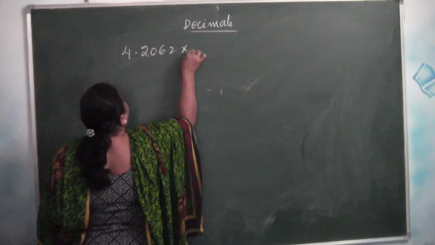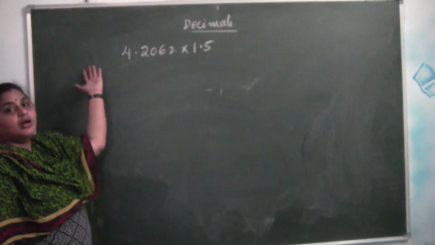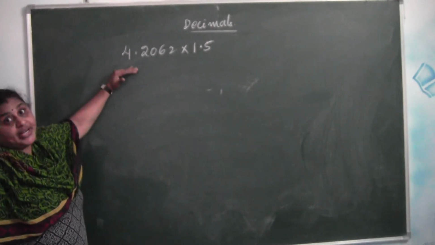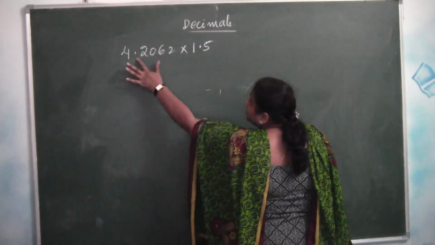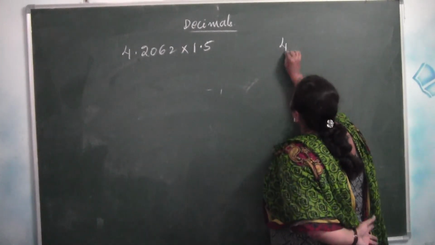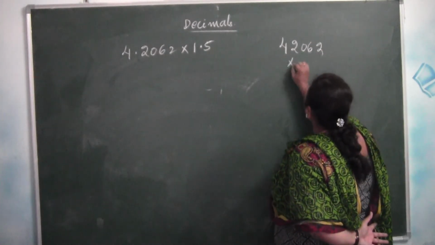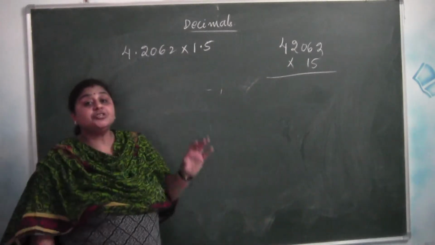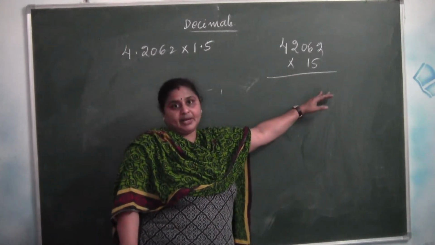4.2062 into 1.5. Now let us learn how to multiply these two decimal numbers. Okay, children. Now, first remove the decimal and multiply. 42062 into 15. So what is the very first step? You are going to remove the decimal from the numbers and you are multiplying it.